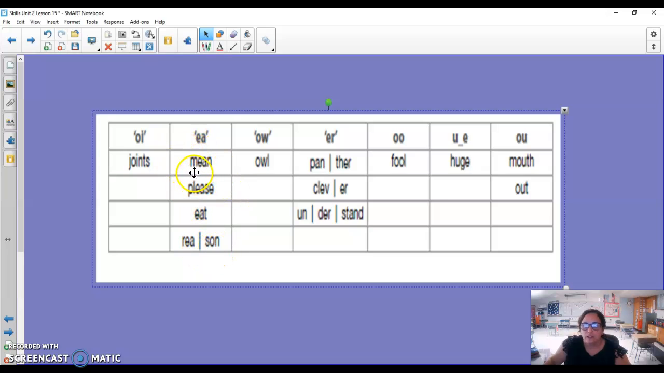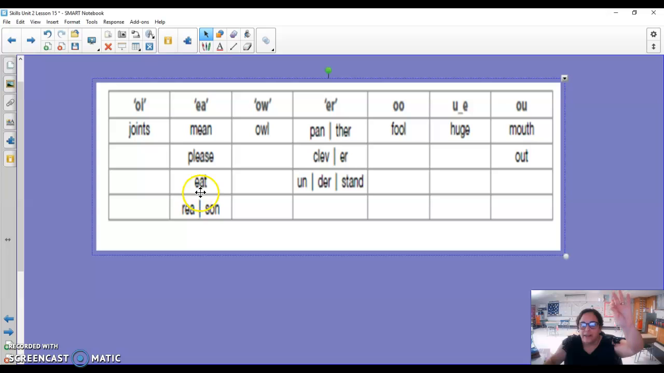So help me tap out the first one. Ready? E. What's the word? Mean. Do the next one. Ease. What's the word? Please. Eat. What's the word? Eat. And the last one in that column is, tap it out. What's the word? Reason.